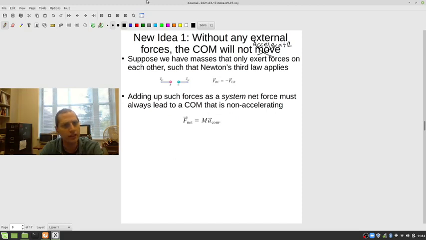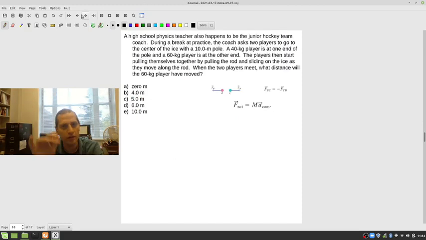All right, let's take a look at an easy problem that takes part in this fact. Here's the story. A high school physics teacher also happens to be a junior hockey team coach. During a break at practice, the coach asks two players to go to the center of the ice with a 10-meter pole. And this is one of our patented massless poles that we only have in physics. So think of it as being light styrofoam or something like that.